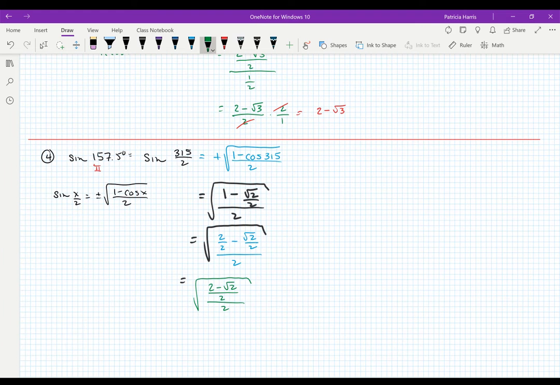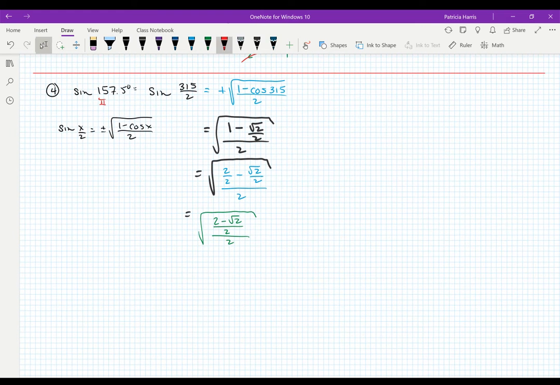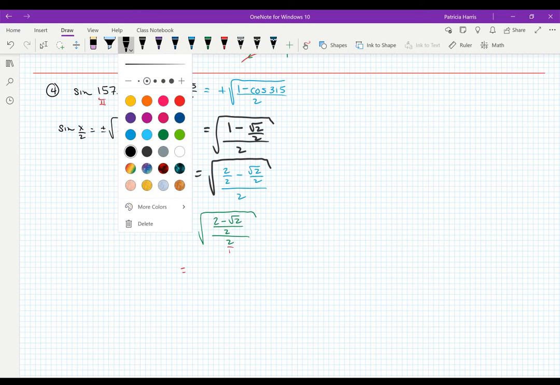Okay, now when you invert and multiply, you do have to be very careful because this is 2 over 1. So when you invert it, it becomes a 1/2. And again, everything is inside that radical.